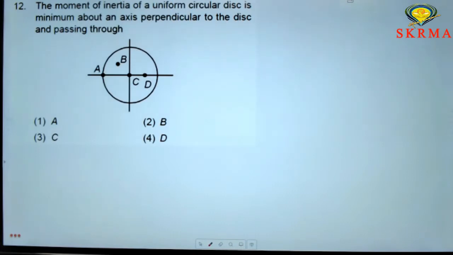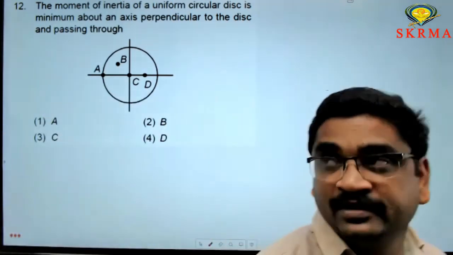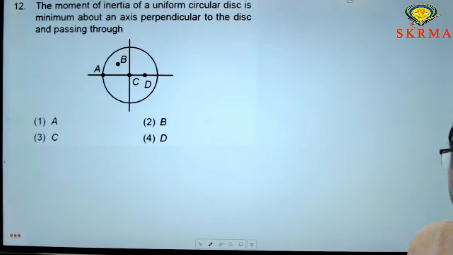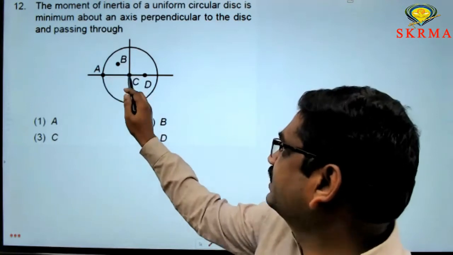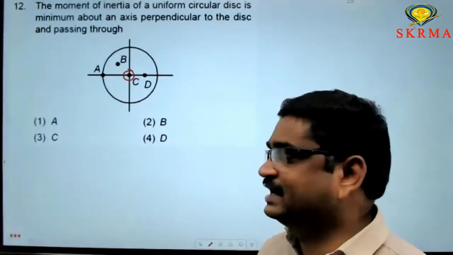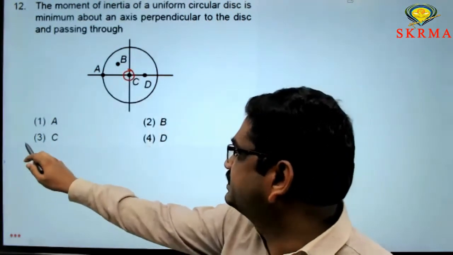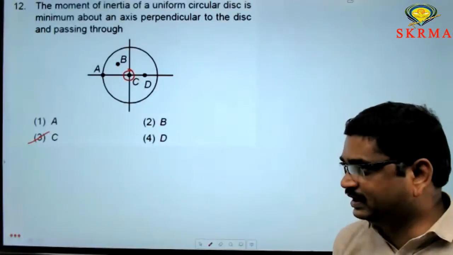Next one. Moment of inertia of a uniform circular disc is minimum about which axis? So moment of inertia is always minimum about an axis passing through its center of mass. Here four different axes are there. This axis is passing through the center of mass, so the moment of inertia is minimum about that axis only.